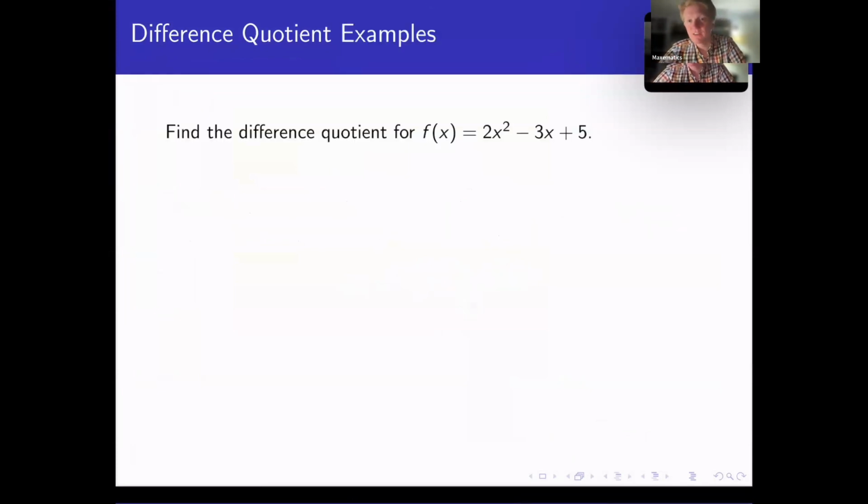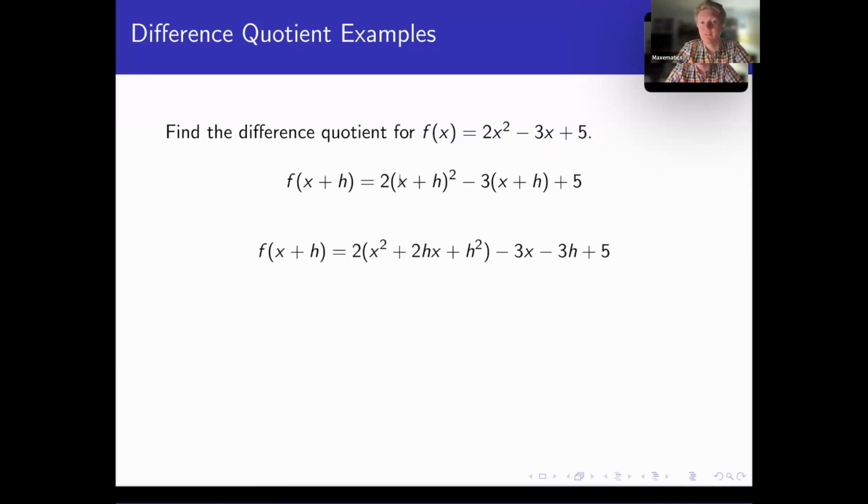So let's find the difference quotient for 2x squared minus 3x plus 5. We need f of x, we need f of x plus h, and we need h. Well, h is just h, and f of x is sitting right there for us. So all we need is f of x plus h. This says wherever we see x, plug in x plus h. All right, here we're going to have to FOIL. Here we're going to have to distribute. Here we're going to have to distribute 2.